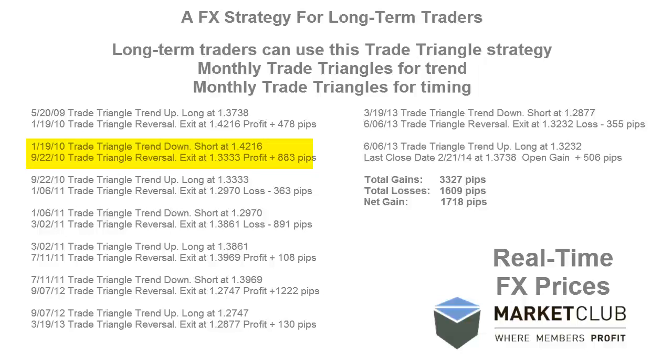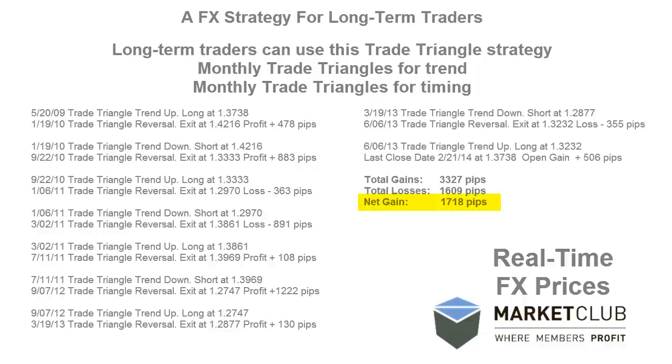The key thing here is to reverse. You get long, and then you just reverse your position and then go short. Over the course of time, you can see we had total gains of 3,327 pips, losses of about half that of 1,609, and a net gain of 1,718 pips. So that's approximately about 350 pips a year on average, which I think would be fair to say.